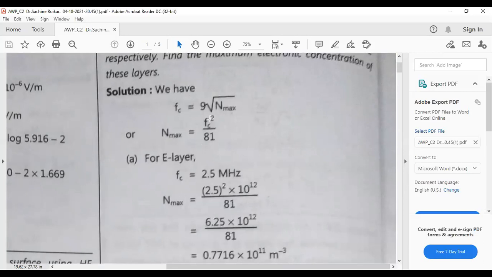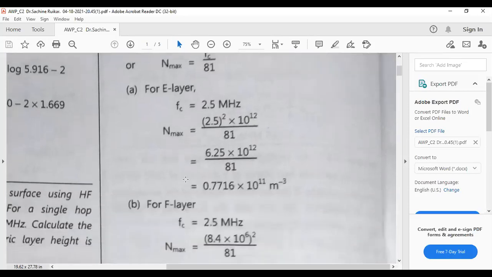Fc is equal to 9 into root of N max, where N is nothing but the electron density. If you remove this root, you will find N max is nothing but Fc square divided by 81. Now one by one you calculate, considering the E layer and the F layer.